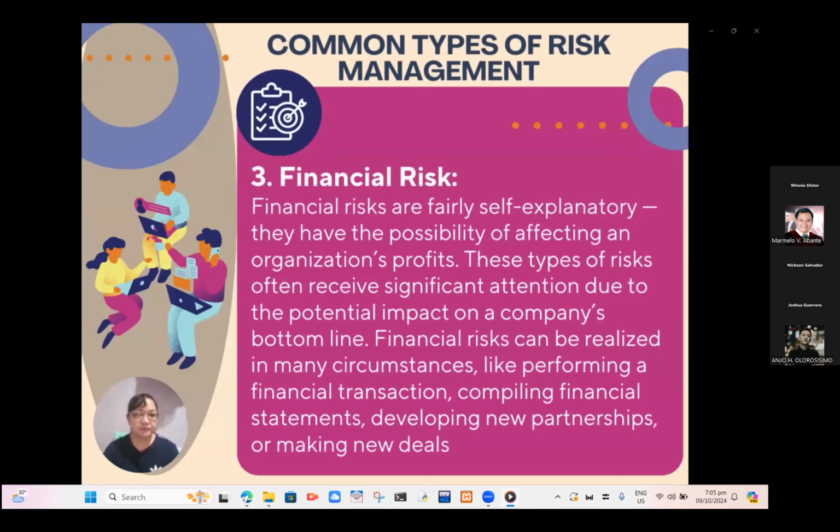Number three is financial risk. Financial risks are fairly self-explanatory. They have the possibility of affecting an organization's profits. These types of risks often receive significant attention due to the potential impact on a company's bottom line. Financial risks can be realized in many circumstances, like performing a financial transaction, compiling financial statements, developing new partnerships, and making new deals.